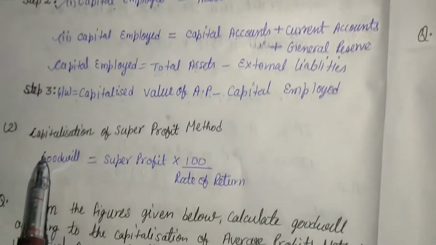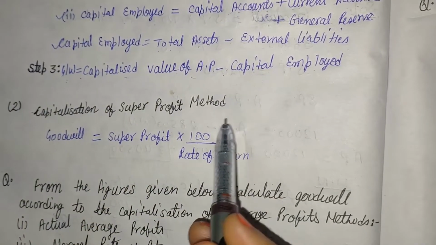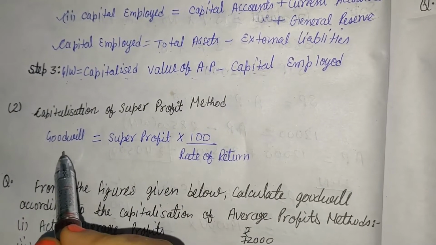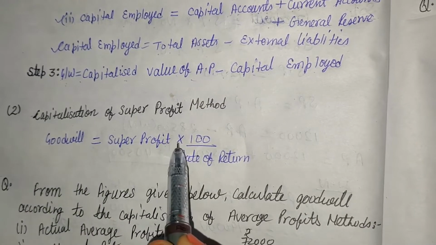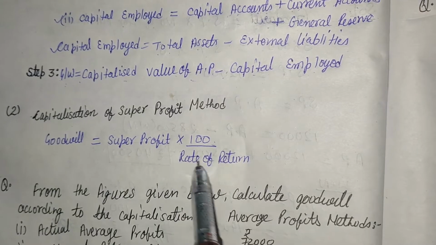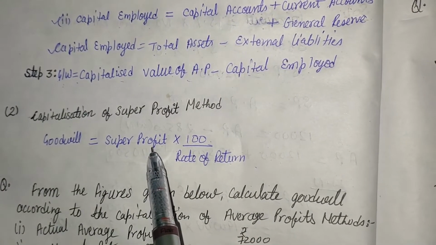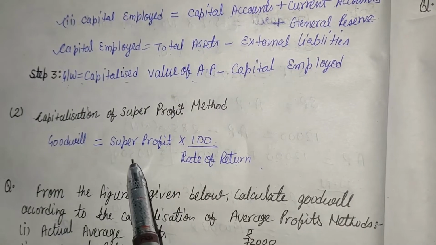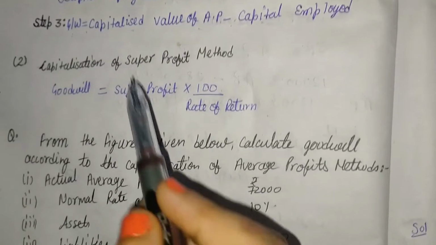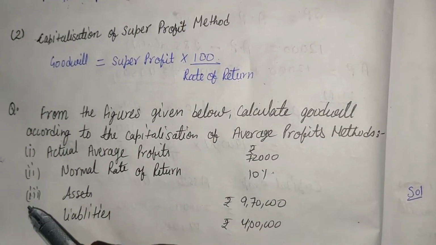Now come to the second method, that is the capitalization of super profit method. In this method, goodwill can be calculated by the formula super profit into 100 divided by rate of return. How we can calculate super profit, we have already discussed in the previous video. Now, related to both the methods, we will solve some questions.